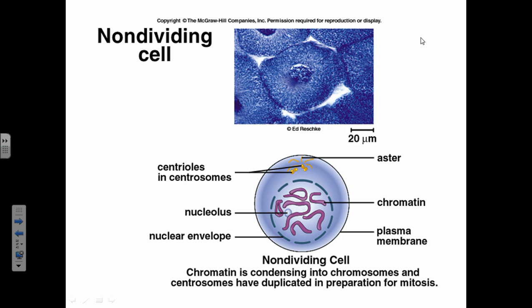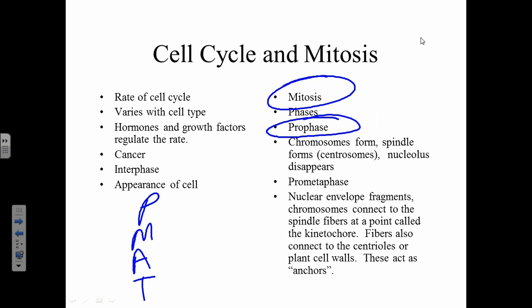Notice that it's got a cell membrane. It's got a, what's this right here? It's a nuclear envelope, nuclear membrane. And then the DNA in here is kind of all unwound, sort of like spaghetti noodles. And it's got a little nucleolus in there. That's a normal non-dividing cell. But then we hit prophase. And there's a list of things up here that happen during prophase.